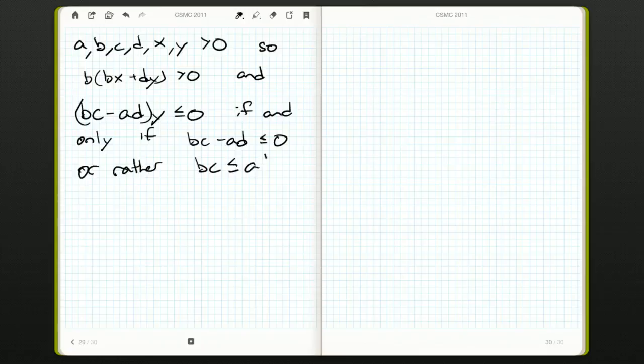Or another way to say that is BC is less than or equal to AD. So we don't want that relationship to hold. So is now a good time to focus on V minus M being greater than 0, or should we finish this one off?